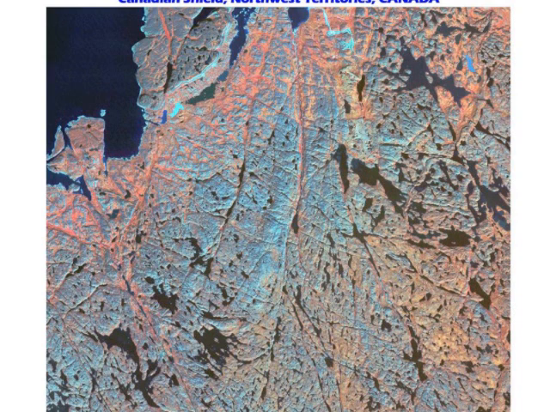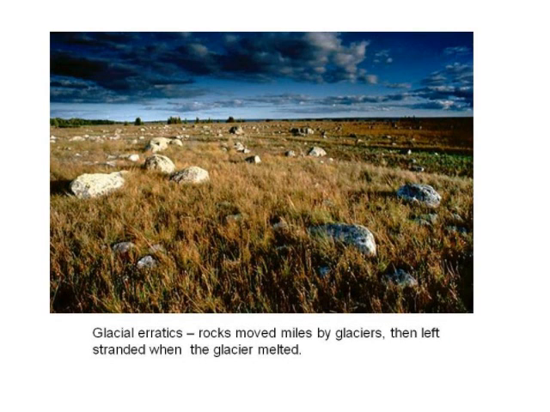It's pretty easy to see the scraping done by rocks stuck in the bottom of the glaciers in the false color satellite image. Here is a field full of glacial erratics. When these glaciers melted, these rocks were stranded miles from their origin.